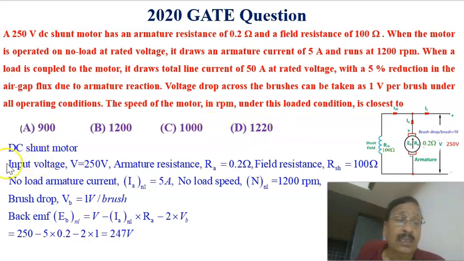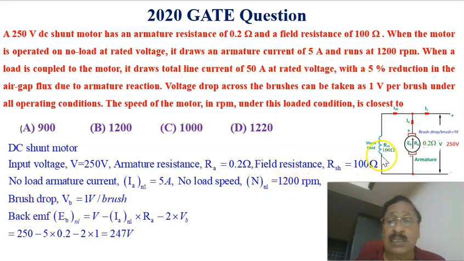1220 rpm. Now, coming to the DC motor circuit here, the input voltage equals 250 volts, the armature resistance Ra equals 0.2 ohm, and the field resistance Rsh equals 100 ohms. Under no load condition, the armature current is given as Ia no load equal to 5 amperes, and the no load speed N no load equals 1200 rpm, as given in the problem.